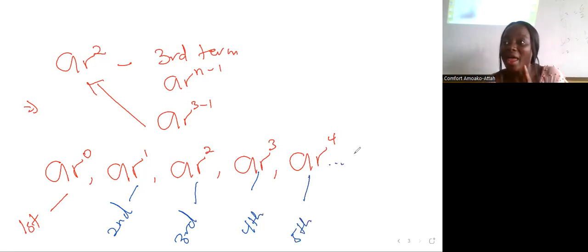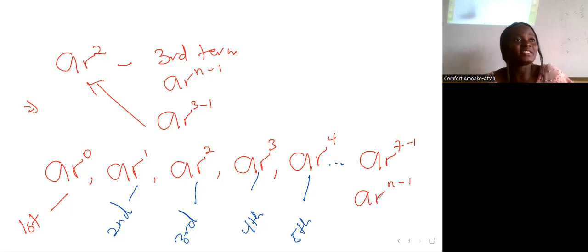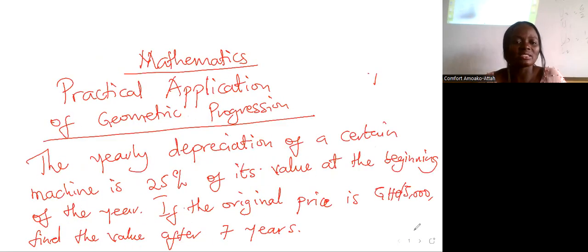So looking at the trend, we can say that if you want the seventh term, it becomes AR exponent 7 minus 1, right? Yes. Good. And so the general formula becomes AR exponent n minus 1, where n is the number of terms that you are working with. You get it? Yes. And going back to our question, the question was, find the value at the end of the seventh term. So it means our number of terms becomes what? The 7th.